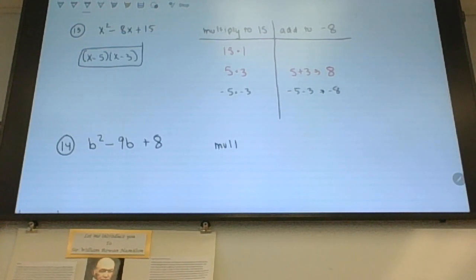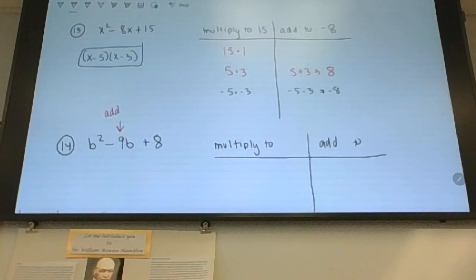Lexi, do you know what I need to multiply to here? So, the number in the middle is what you have to add to. So I'll put that number here. And the number at the end is what you have to multiply to. So I'll put that number there.